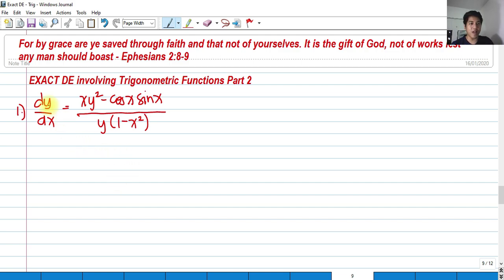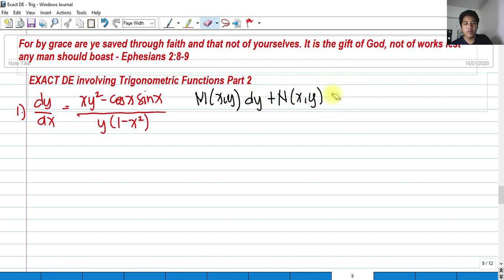So let's get started. We have a given of dy over dx equals xy squared minus cosine x sine of x, over y multiplied by 1 minus x squared. What I will do first is to make this DE in this form because this is what we want: M of xy dx plus N of xy dy equals 0. So I have to arrange that.